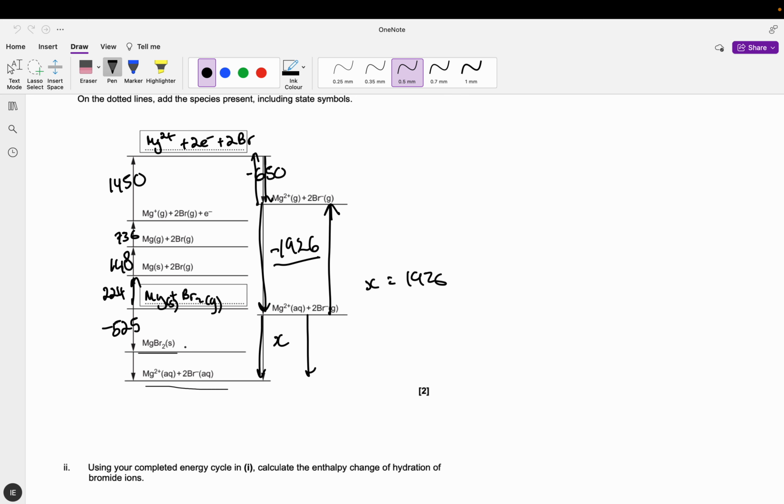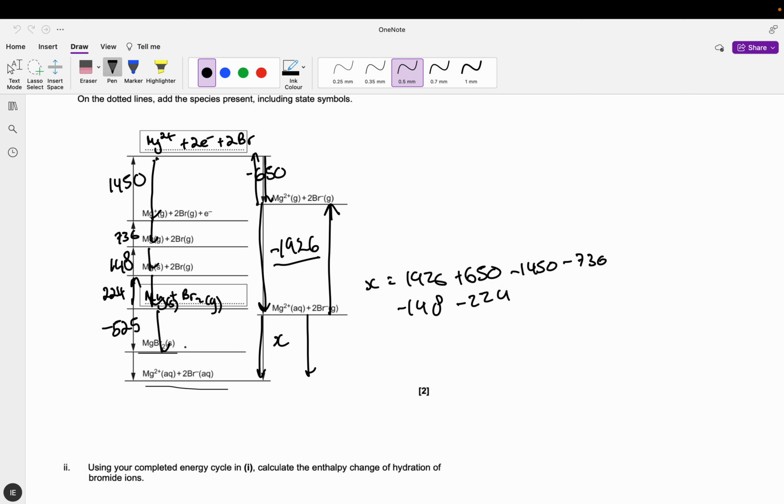So up was positive 650. And then remember, we're going round. So the arrow is pointing up, but you're going down. So that's minus 1450. Then you're going down again. So that's minus 736. Then you're going down again. So that's minus 148. Then you're going down again. So that's minus 224. Then you're going down, which is the same as this arrow.